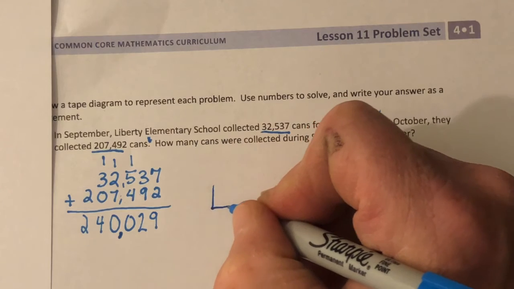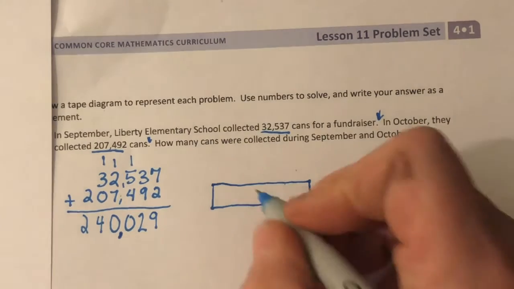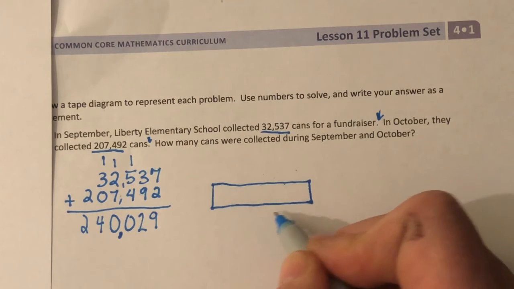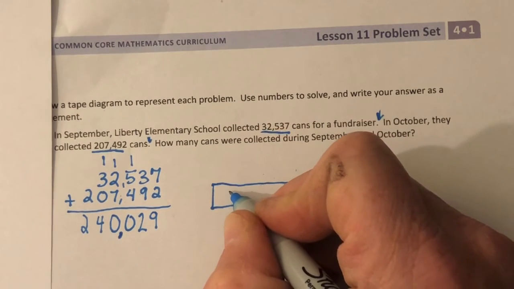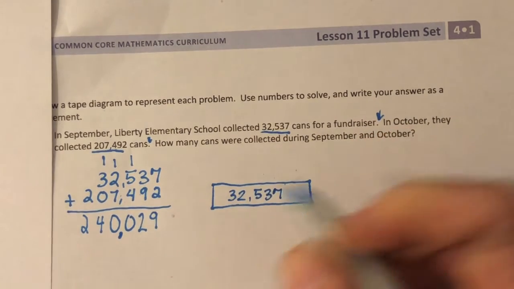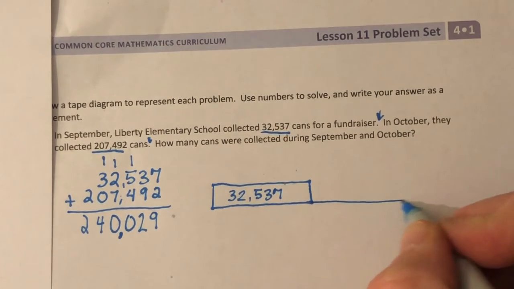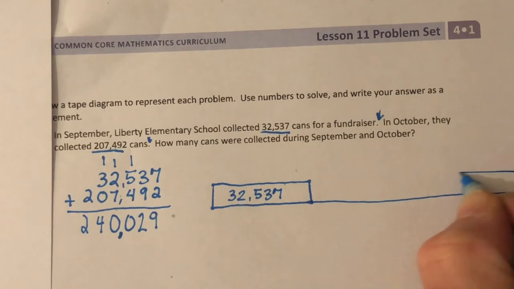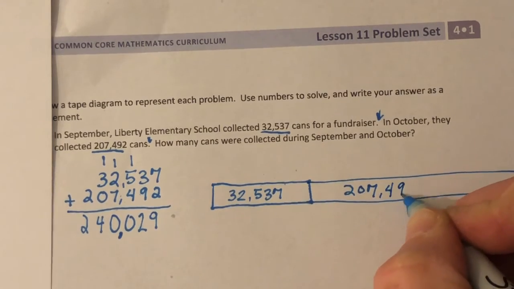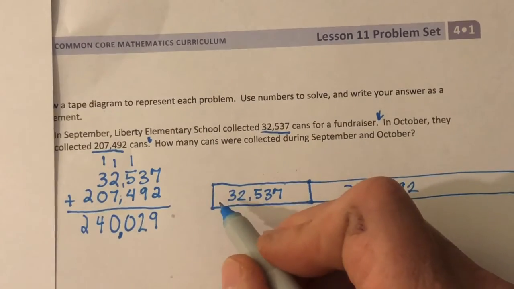I'm going to draw my 32,537 piece of tape. Now, I like to write my number right inside of the bar. Other places you'll see them do it with a little bracket down here. So I'm just gonna write mine in here the way I like to do it. 32,537. Then I'm gonna write down this as my other bar down. This is a lot bigger, so I'm gonna make this bar a lot bigger. 207,492.